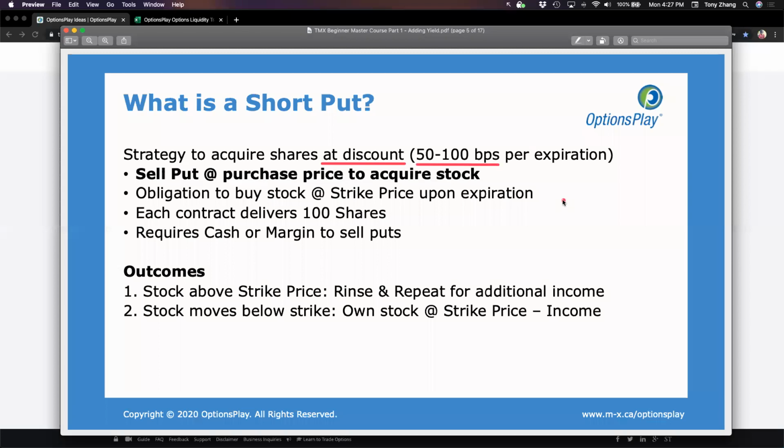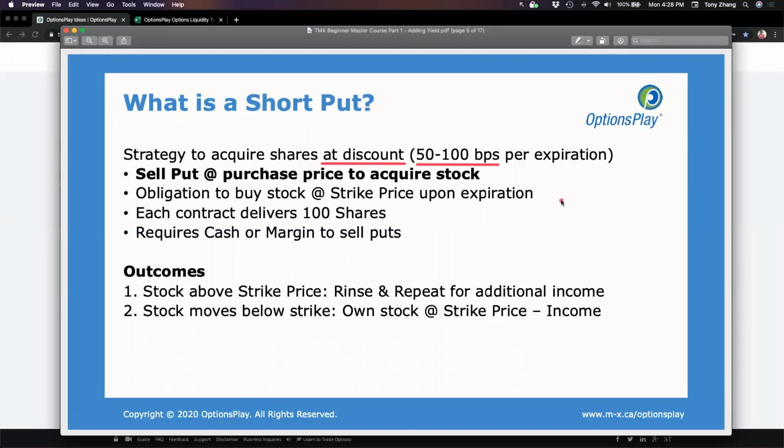So before we even talk about the strategy, just ask yourself, how would your portfolio improve if every single stock you purchased was at a 0.5% to 1% discount? So instead of paying $100 for that stock, you pay $99 for that stock. It may not be such a big difference, but in the long run, that might make a considerable change to the rate of return of your portfolio.